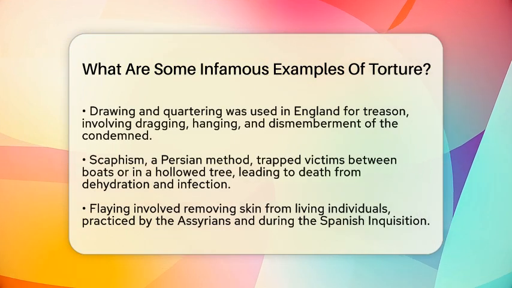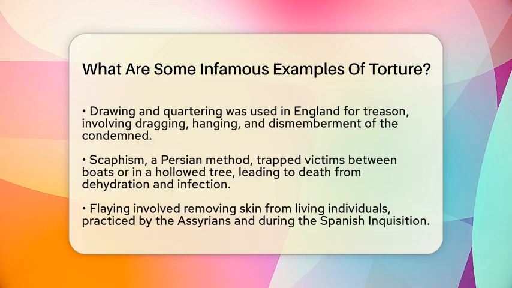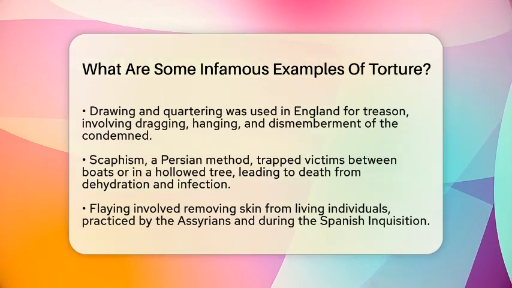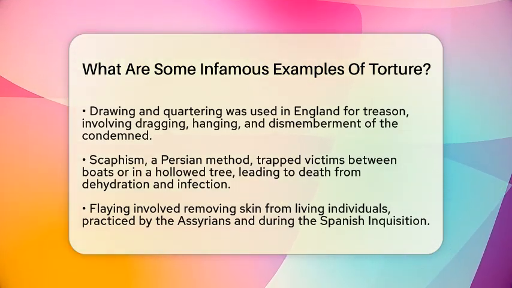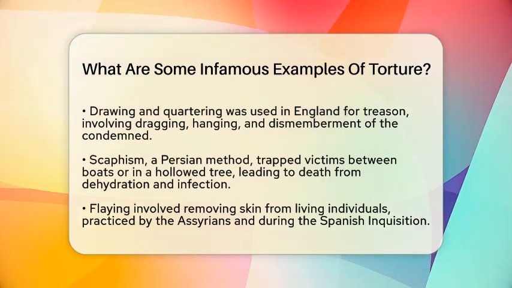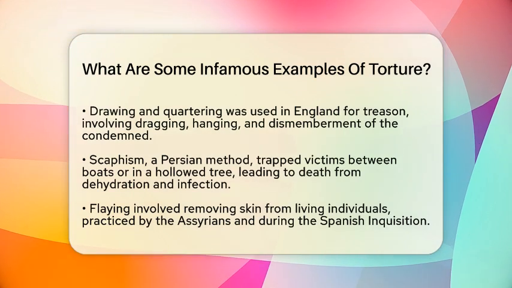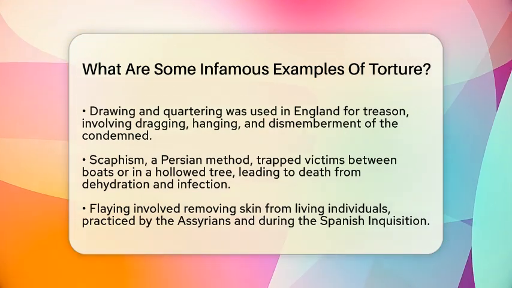crimes. Another brutal example is drawing and quartering, primarily used in England for those convicted of treason. The condemned person would be dragged by a horse, hanged, and then dismembered. This method aimed to maximize suffering and humiliation, sending a clear warning to others.